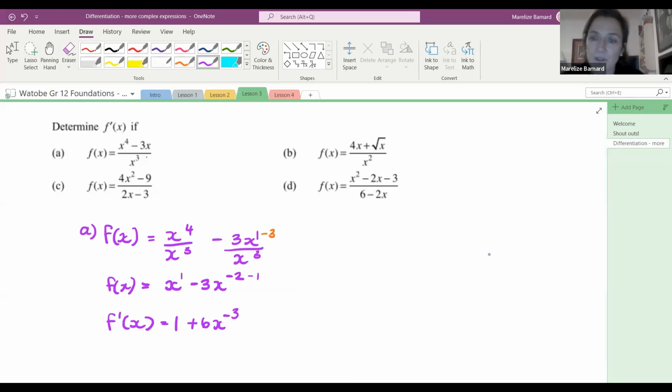Sibusiso, just be careful when you differentiate that x, it actually becomes a 1, because you go 1 times 1, and then you subtract 1, which leaves you with x to the power of 0, and that is 1. X to the power of 0 is just a 1.